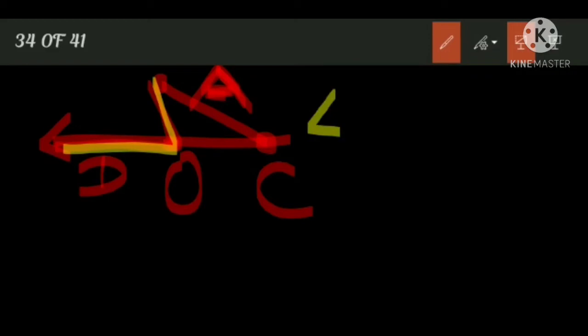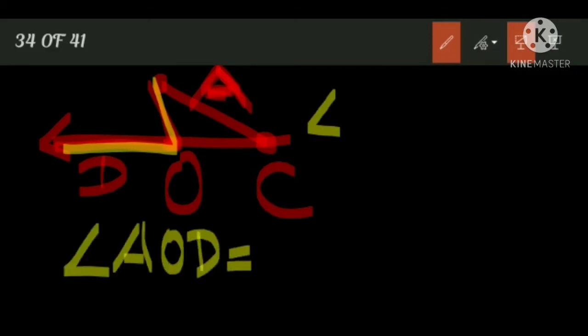This is our O and this is our C. Okay guys? So, what is exterior angle? AOD is an exterior angle. Here AOD is the exterior angle. So, angle AOD is equal to, what are the two opposite interior angles?